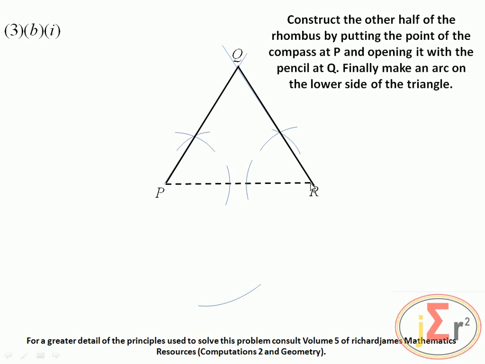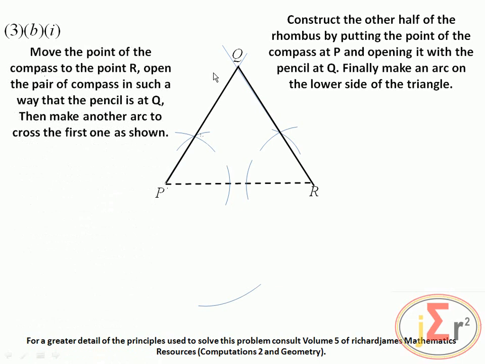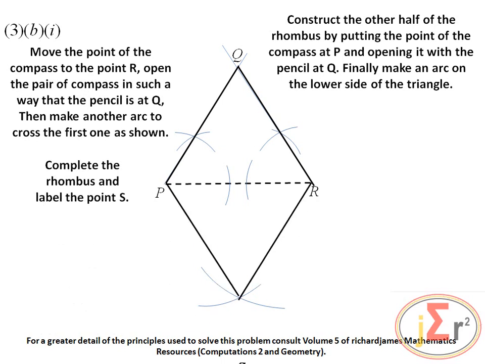Also, we are going to place it at R and make another arc, that is without adjusting the pair of compasses, because we are sure that the distance from here to here is the same as the distance from here to here. So we can just go straight ahead without opening the pair of compasses between R and Q. If we open between R and Q, it is going to be the same thing as opening from P to Q. So we make another arc like that with the compass point at R, and then we complete the rhombus and have the point S right there.